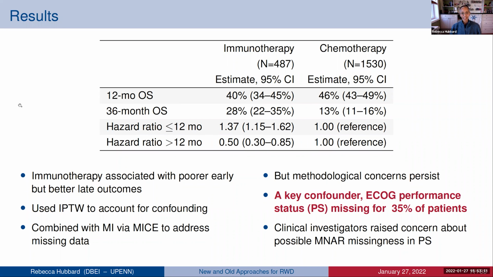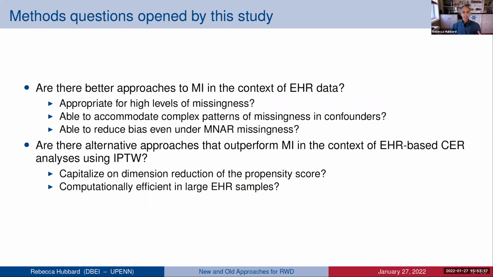So grounded in this very practical real world setting, we had these open questions about how we could best analyze these data in the presence of a large amount of complex and potentially even MNAR missingness in a key confounder variable. I'm going to show you the results from the two methodologic investigations that we undertook to investigate different aspects of this question. The first one just considers whether there are better approaches to multiple imputation in the context of EHR data beyond the mice approach, the kind of standard implementation of mice that we used in the urothelial paper.